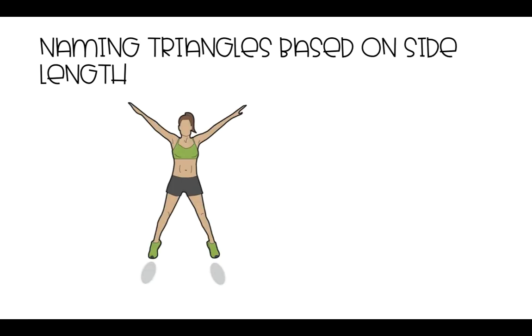Now our second triangle is what we call our isosceles triangle. I put a person here because it's like your legs. Your legs are two equal lengths, but the distance between your feet is different. So with an isosceles triangle, two sides are the same, but one length is different.